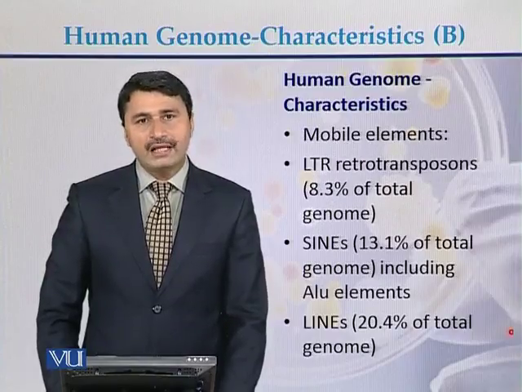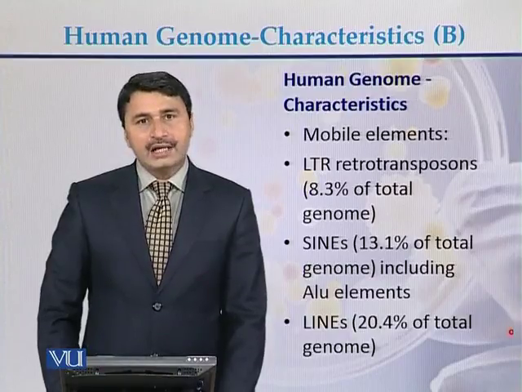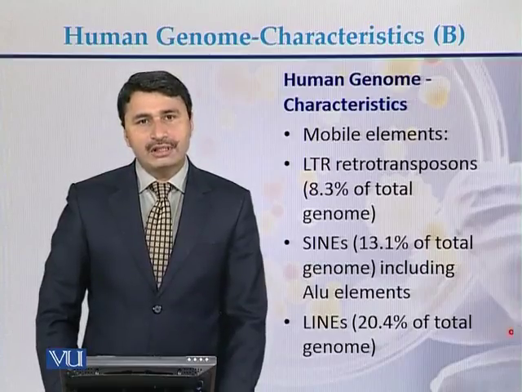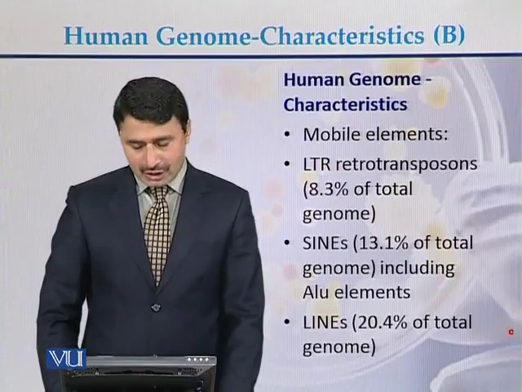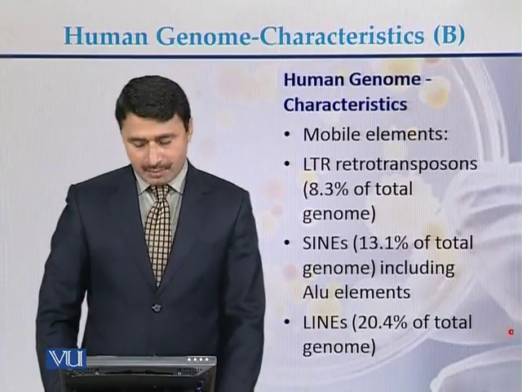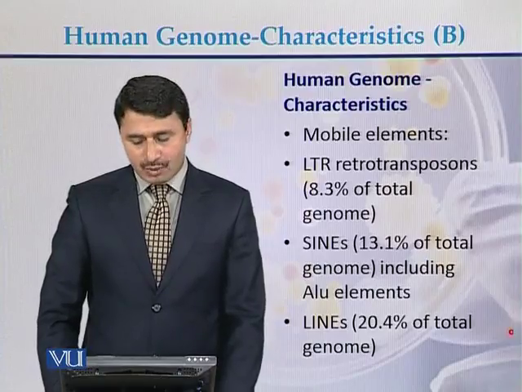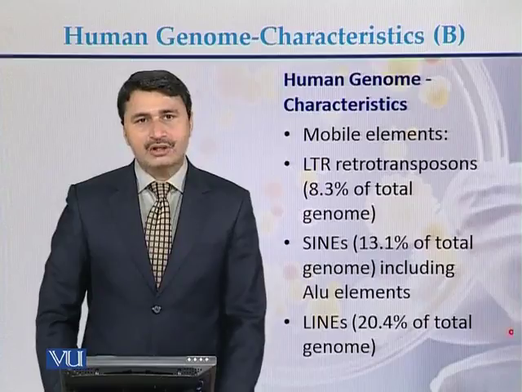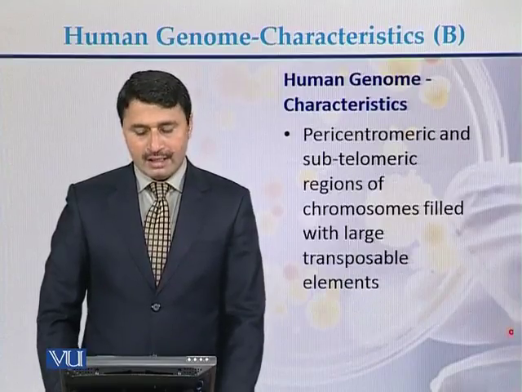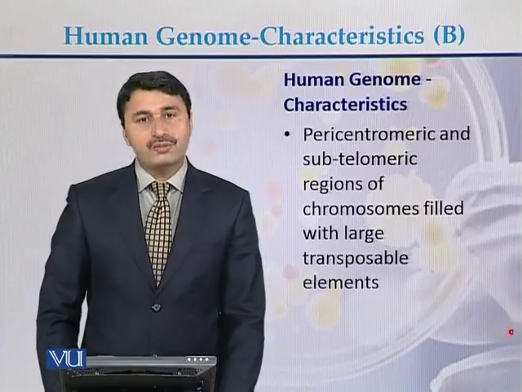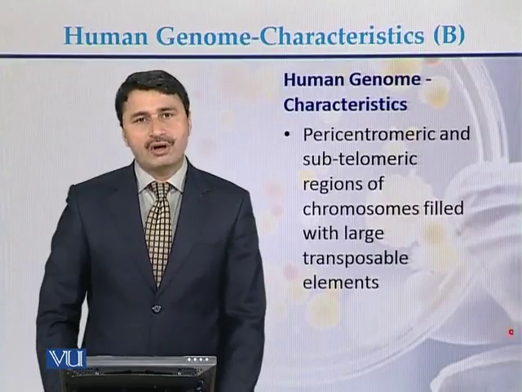In case of mobile elements, LTR transposons are approximately 8.3% of the genome. SINEs are approximately 13.1% of the genome. And LINEs are approximately 20.4% of the genome. So this is about the mobile elements which are present on human genome. Pericentromeric and subtelomeric regions of the chromosomes are filled with large transposable elements in case of human genome.